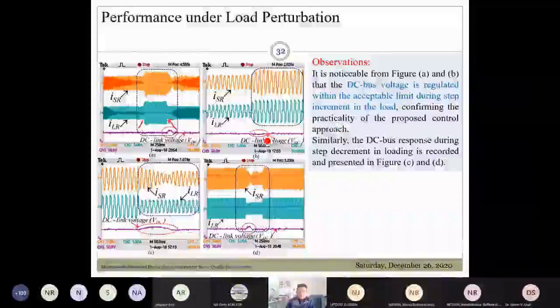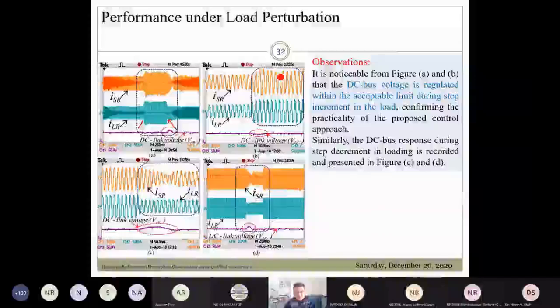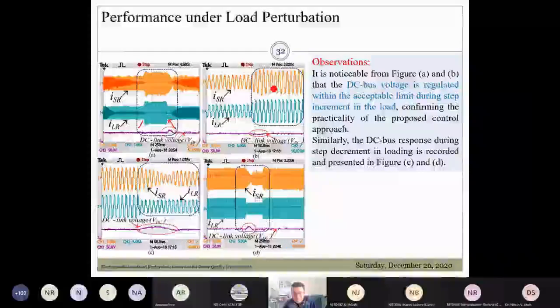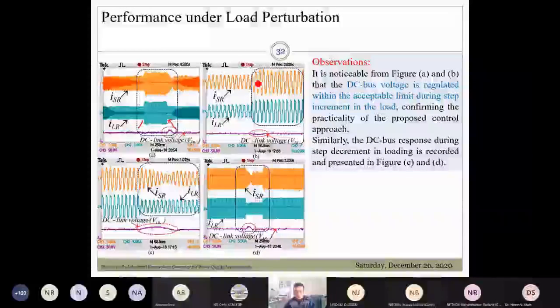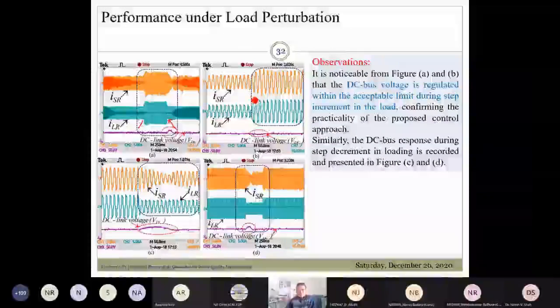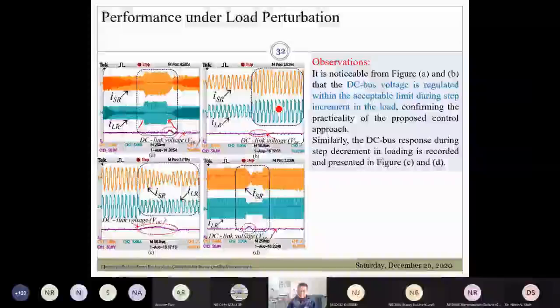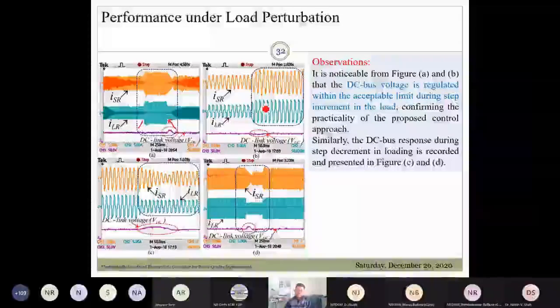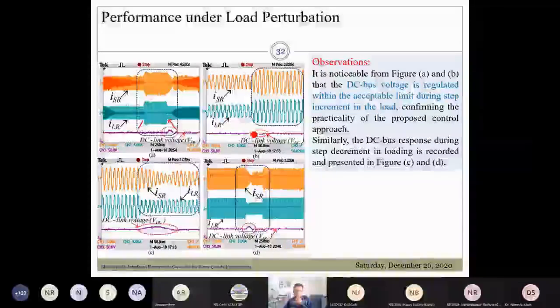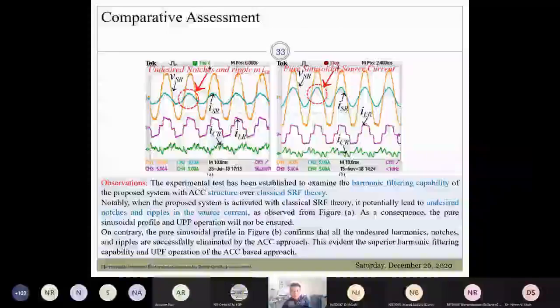Okay. So here at this point, this is the enlarged view of this grid current profile. You can see here that there are no undesirable oscillations in the grid current. It effectively tracks the sudden variation in the load at a response speed of less than 1 AC power cycle, which proves the potential merit of the proposed active current control.